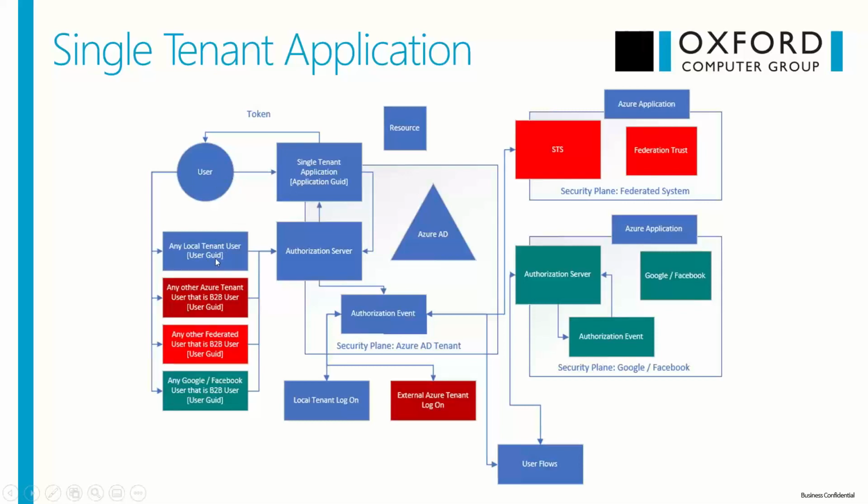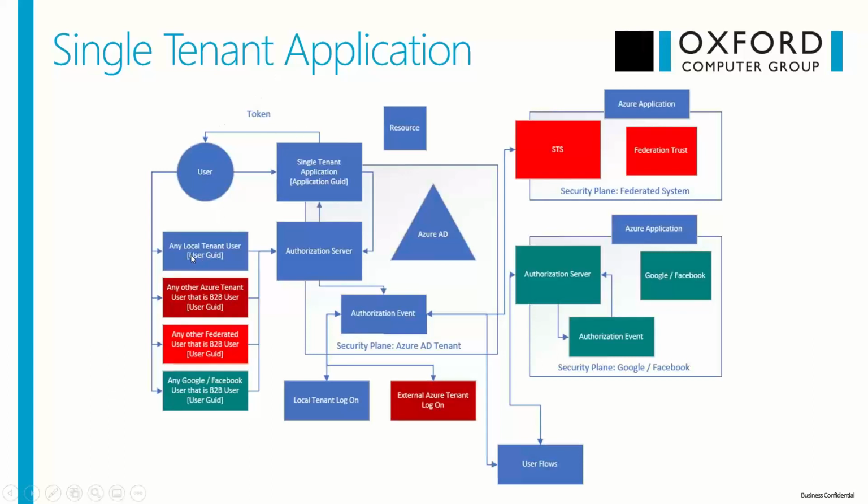Well, right now you can have any local user that's defined within your tenant, or you can have any other Azure tenant user that will show up as an external user or a B2B user. You can have a federated user that will also show up as an external user. It's known as a B2B user, or any Google, Facebook now, that's an external user, because now with external identities you can create trust with Google and Facebook, and I expect more will come from that eventually.